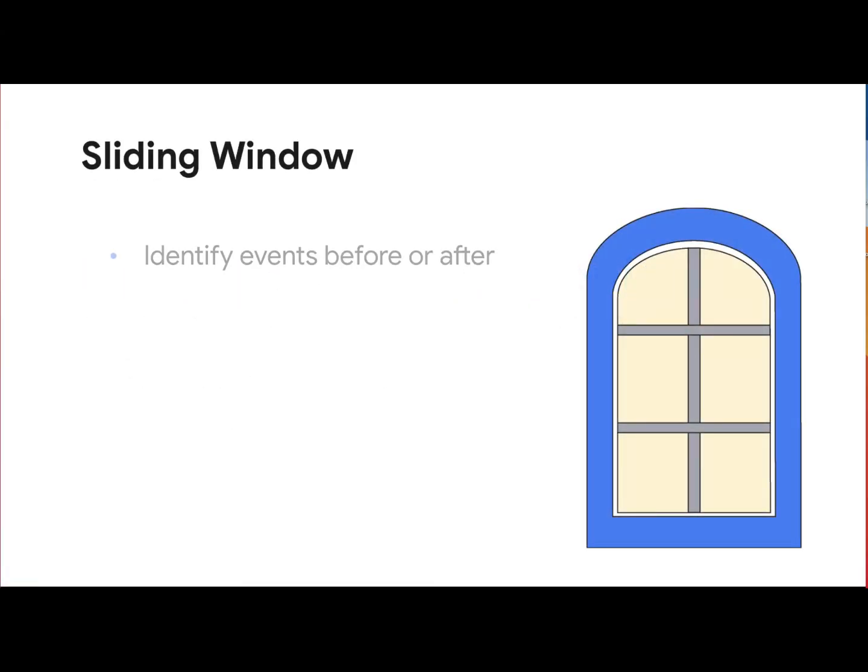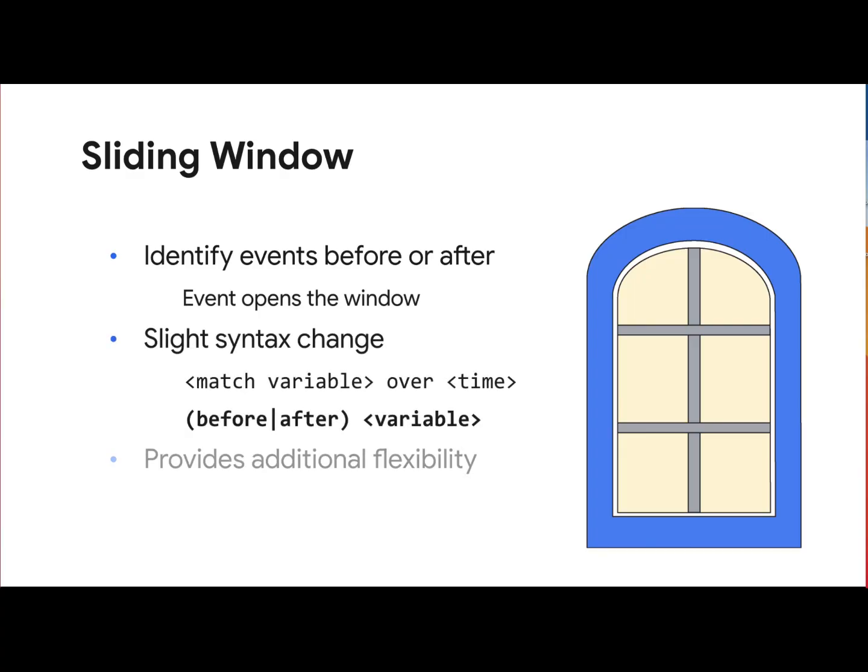In previous videos, we have built multi-event rules with a match condition called a hop window. The hop window is the default windowing used for multi-event rules in Chronicle. While this works in many cases, there are occasions when a sliding window is needed, and that is what we are going to talk about today.